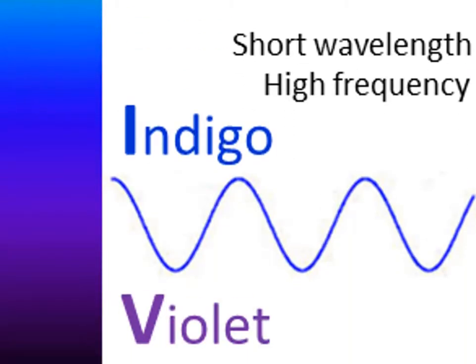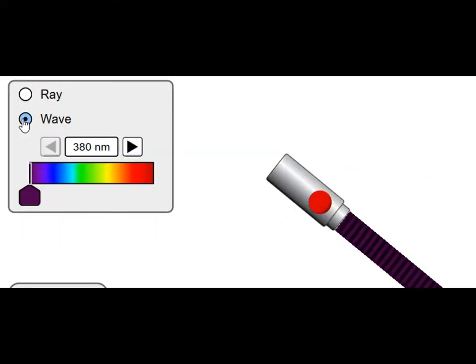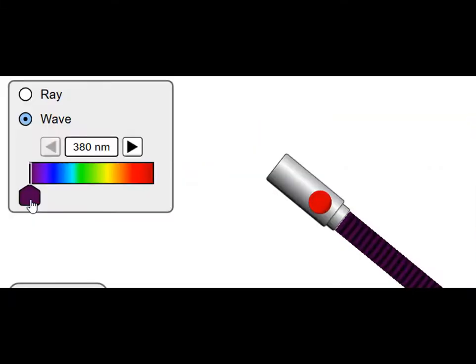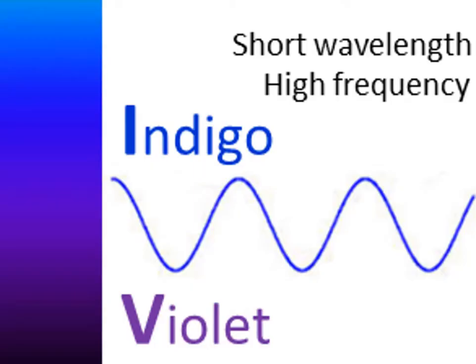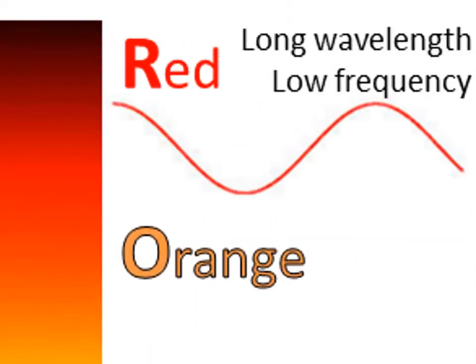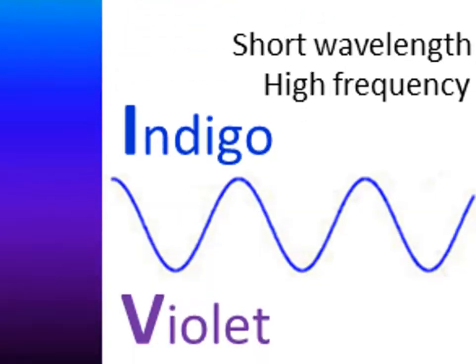Whereas with the violet light, the wavelength is short. The distance between the bright sections is short, but the frequency is high. Many of those bright lines pass a point per second. Whenever light has a short wavelength, it has a high frequency. You can see the two go against one another. Long wavelength with low frequency, short wavelength with high frequency.